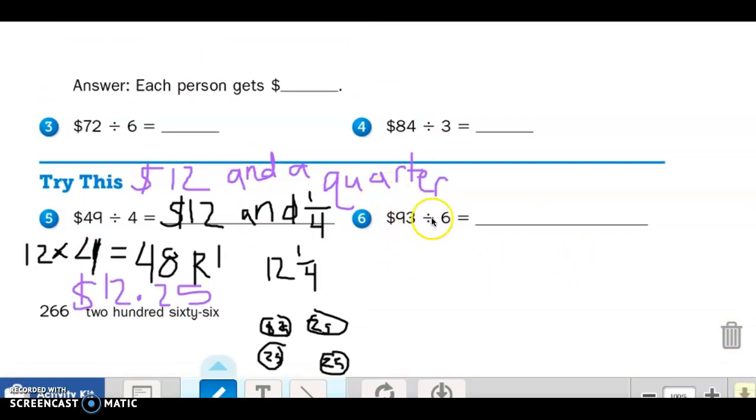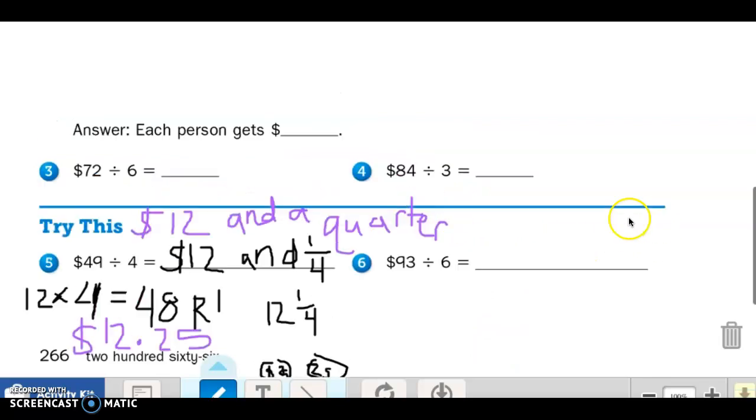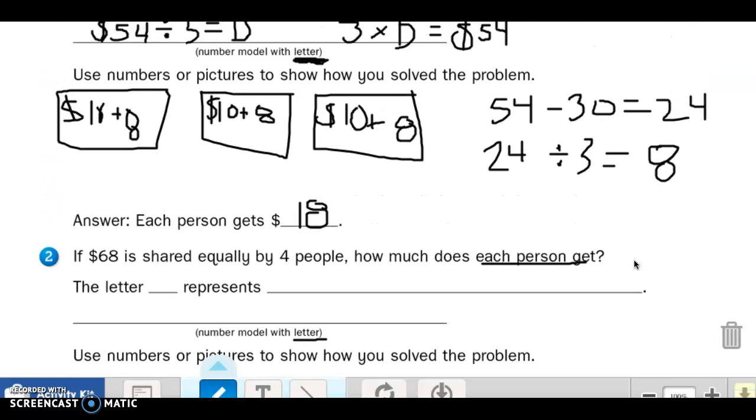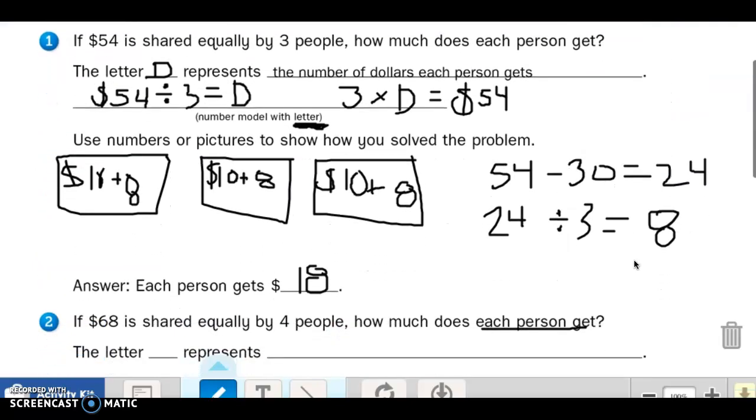So you figure out how many times 6 can go into 93. What's our remainder out of 6? And how could I write that? Okay, go ahead and do that. And then when you're finished, go to Math Pages 267. Next page. Keep up the awesome work.